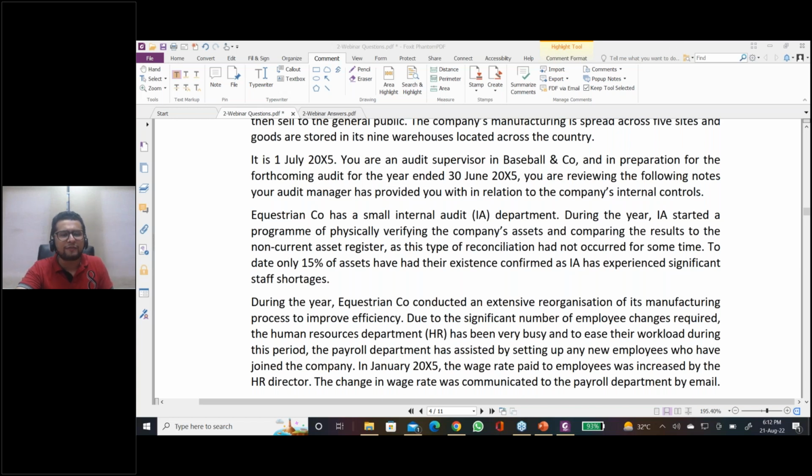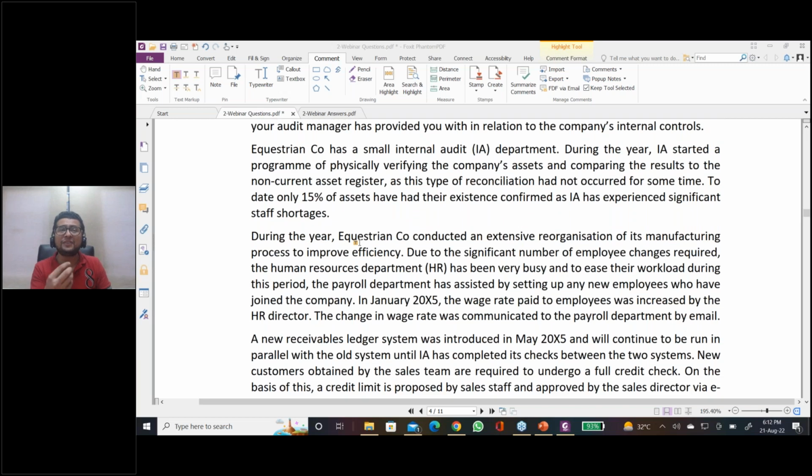Okay, third paragraph. Remember, we have to identify the key controls as well, and we have to identify the deficiencies as well. We are not going to read the question twice. If we are able to identify a key control, we'll write it there. We'll attempt the part. If we identify a deficiency, we'll attempt it straight away. So we are not supposed to read the question twice.